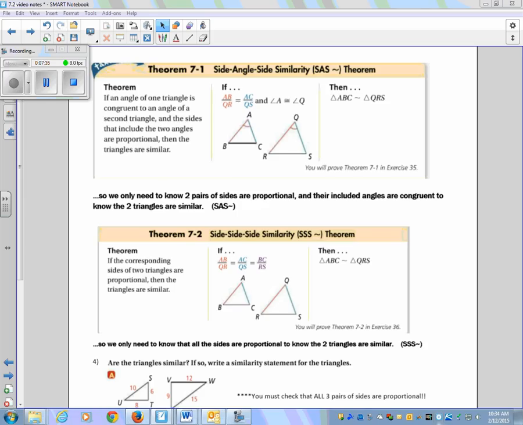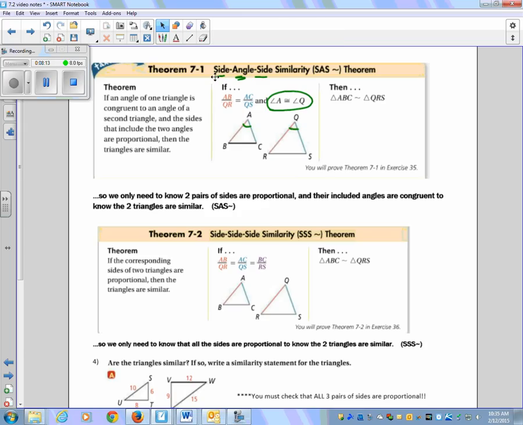7.1 theorem says SAS, side angle side similarity. So it turns out that if we have two sides with information and one angle on each triangle with information, then we could show that triangles are similar. But we have to be careful, because anytime we're involving sides, we're talking about not sides being congruent now, but sides being proportional.